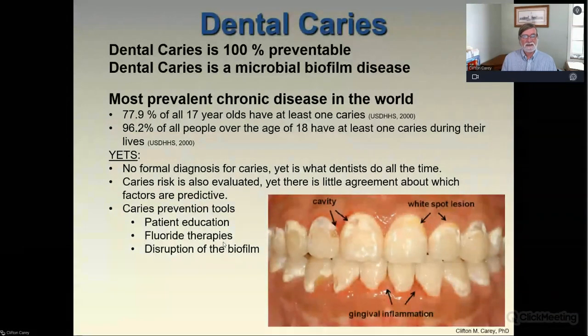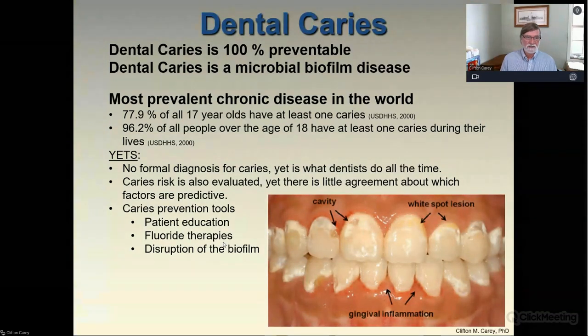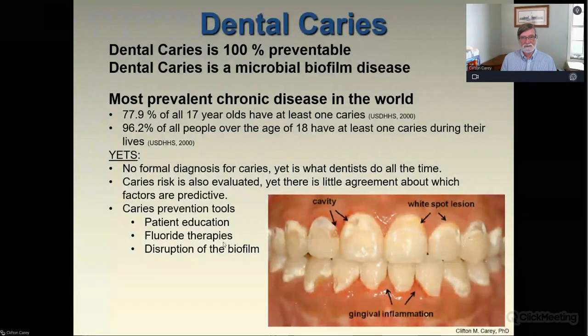Caries, dental caries is 100% preventable. Nonetheless, roughly everybody in the world, by the time they've reached adulthood, have had at least one caries. And this is not something I'm making up because it sounds really remarkable. This is data from the NIH in years 2000.